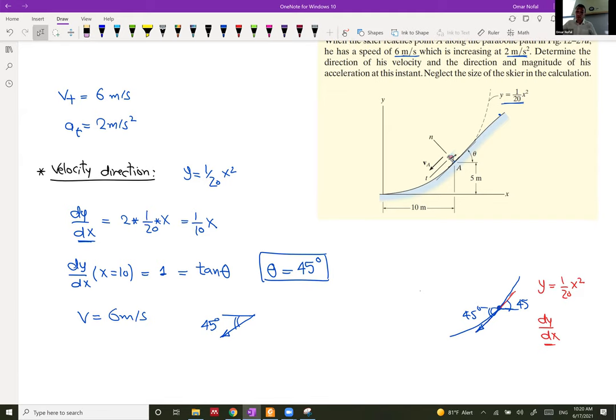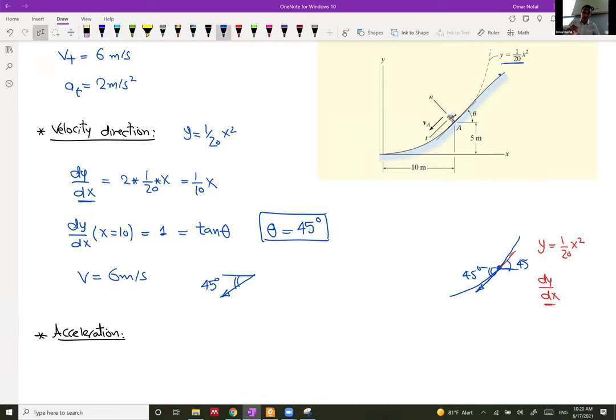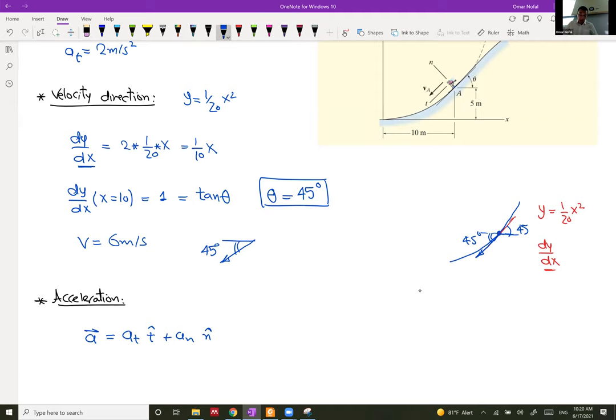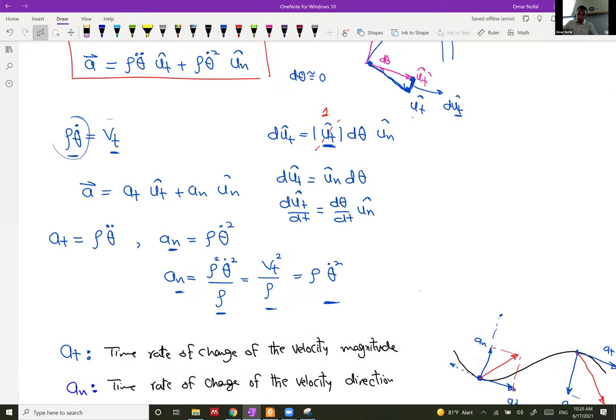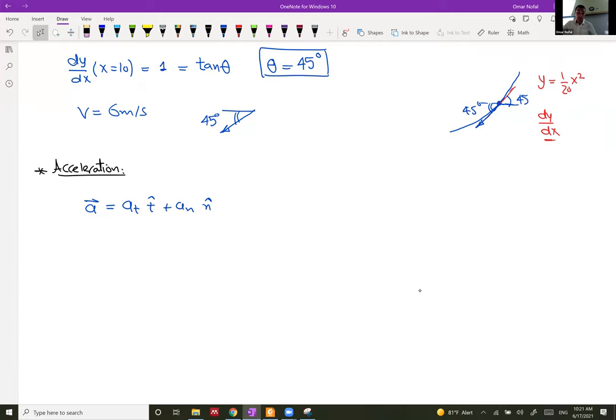So let's get to the direction and the magnitude of the acceleration. We know that the acceleration has two components: A tangent in the tangent direction plus A normal in the normal direction. We know the tangent component, but we don't know the normal component. We know that A normal is equal to V tangent squared over rho, or equal to rho multiplied by theta dot squared. We know V tangent, but we don't know rho. There is an equation for rho that you should have in your dynamics sheet. So let's write the equation of rho.